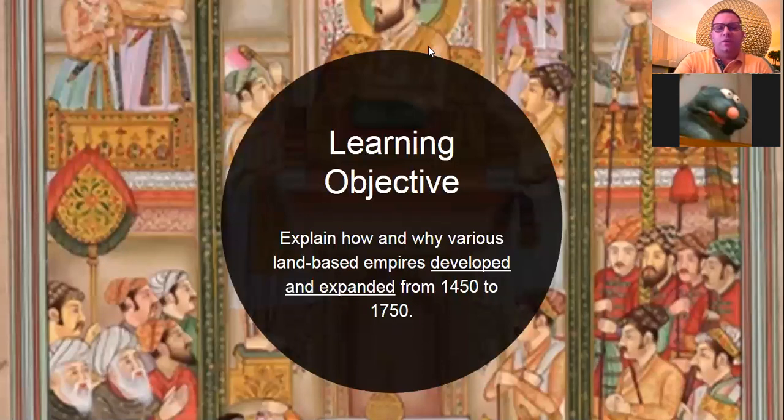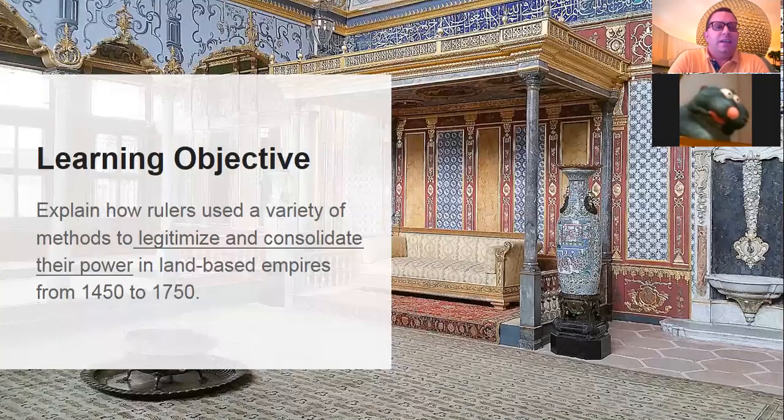Okay, and so there are 2 learning objectives for today and for the next couple of days. The first one, of course, is how and why the land-based empires developed and expanded. And then the second one is how did rulers legitimize and consolidate their power?